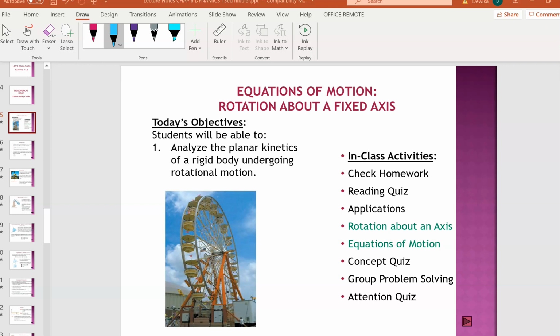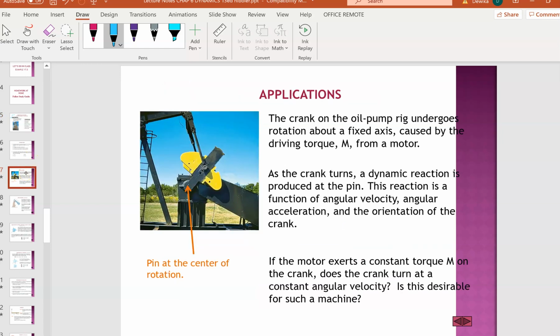Welcome back. We are at chapter 17.4, textbook page 441: equation of motion, rotational about a fixed axis. So the application: there are a lot of applications.